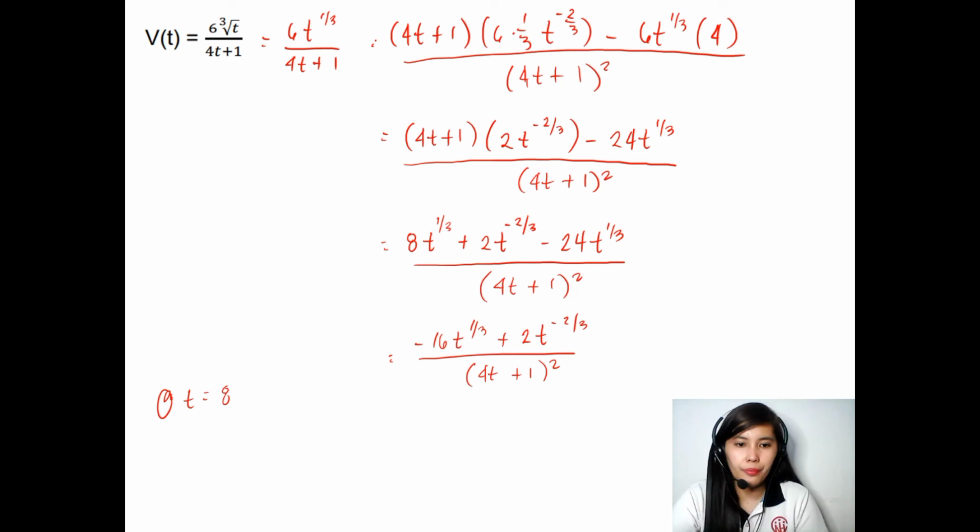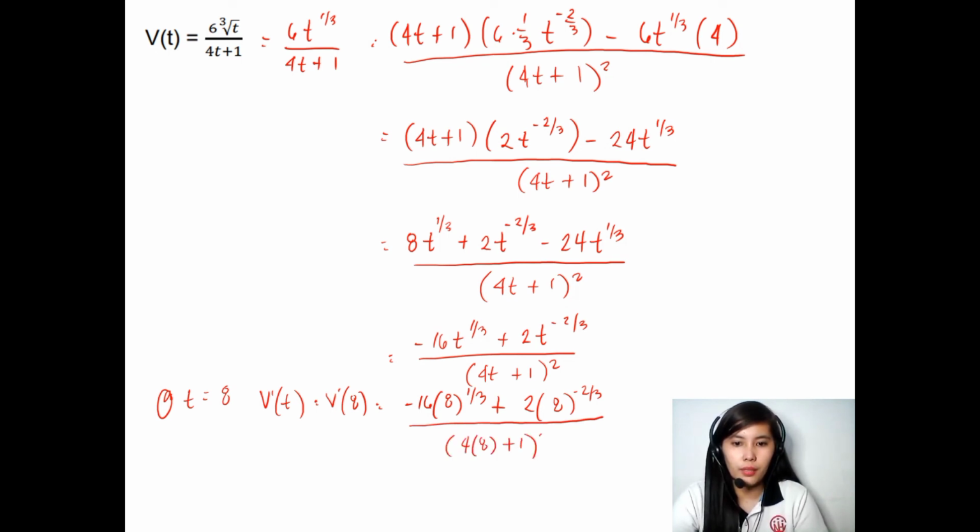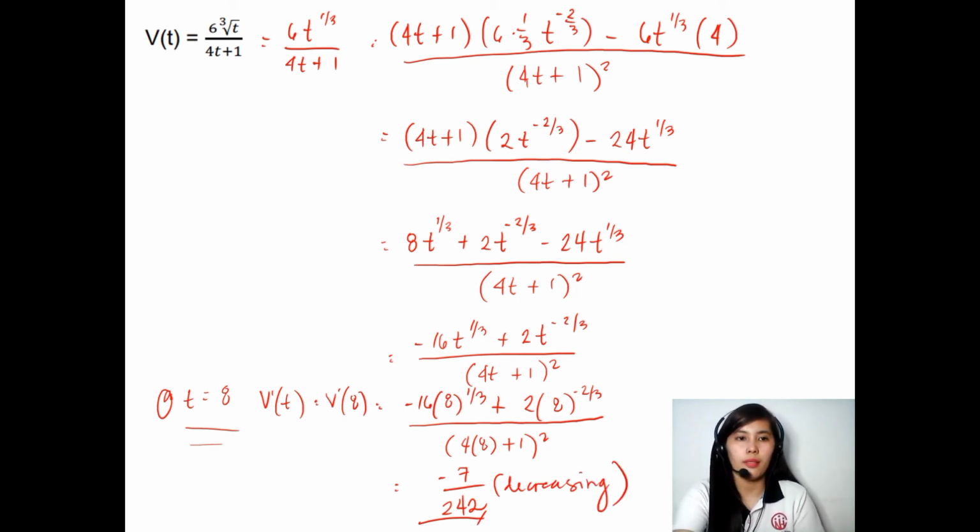Then at t is equal to 8, let's substitute the value of t in our equation. So this will be v prime of 8, that is equal to negative 16 times 8 raised to 1/3 plus 2 times 8 raised to negative 2/3 all over 4 times 8 plus 1 squared. And this is equal to negative 7 over 242. And since our answer is negative, therefore the volume of air is decreasing at t is equal to 8. Decreasing. So that is our answer.